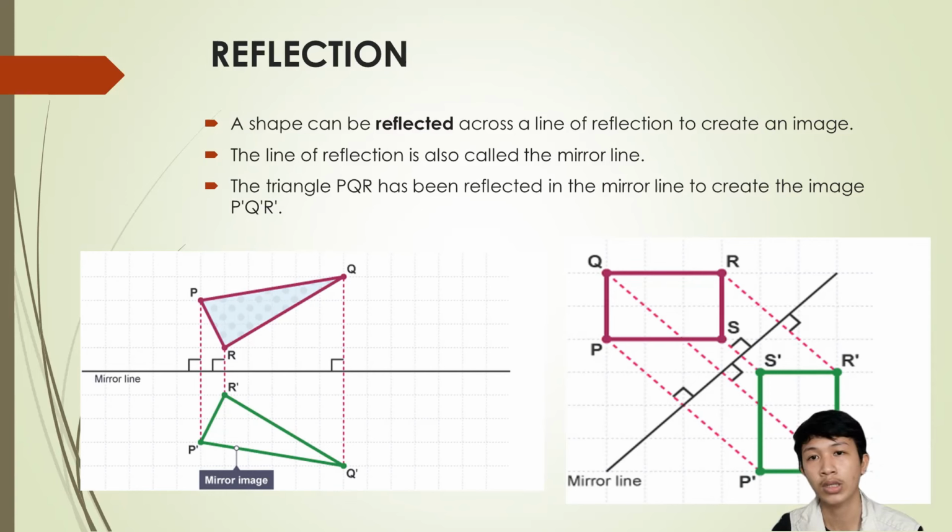Same distance, same degree. That's how reflection works. In the second image, you can see that the object is reflected on the mirror line: same angle, same degree, and same shape.